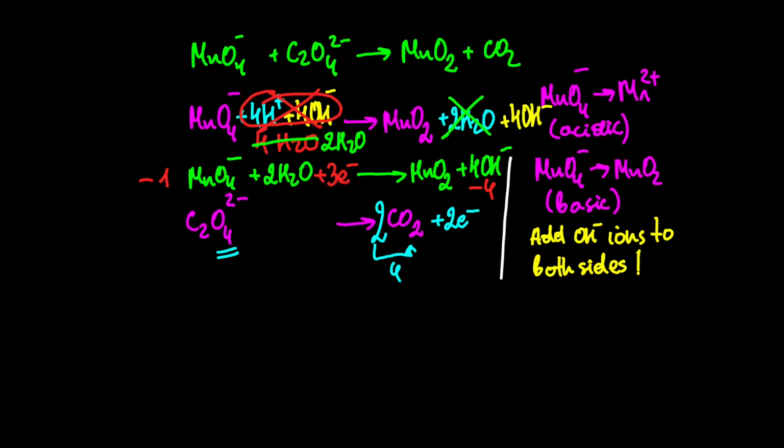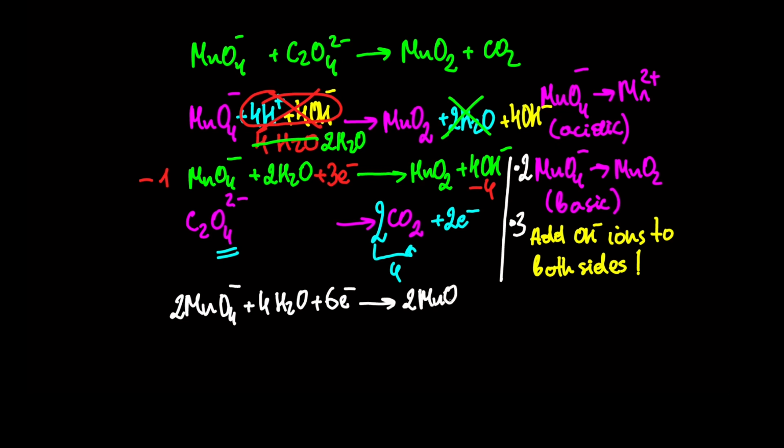Now we multiply the first half reaction by 2 and the second one by 3. And after that, we add both of them together. As you can see, redox under basic conditions is practically the same as under acidic conditions. The only difference is to add OH- ions to the half reaction. So our final reaction should look like this.